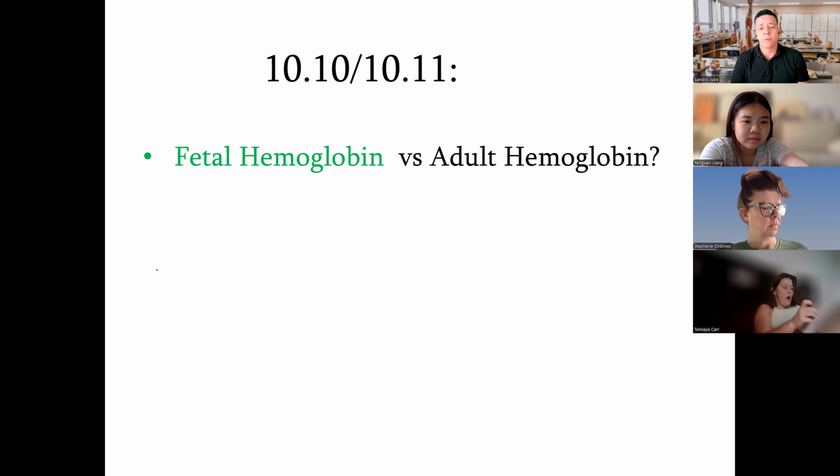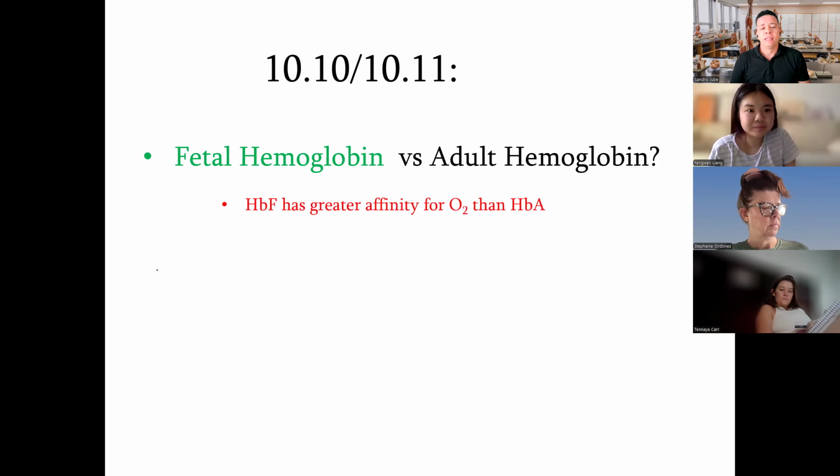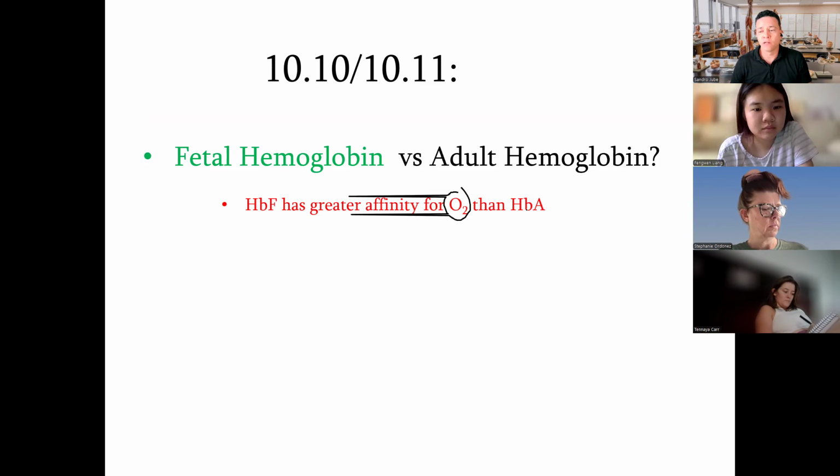Briefly here, let's talk about some differences between fetal hemoglobin and adult hemoglobin, which are actually quite different from one another. The hemoglobin of a fetus, folks, has a greater affinity for oxygen gas than the hemoglobin of an adult. So HbA is an adult hemoglobin, HbF is a fetal hemoglobin.